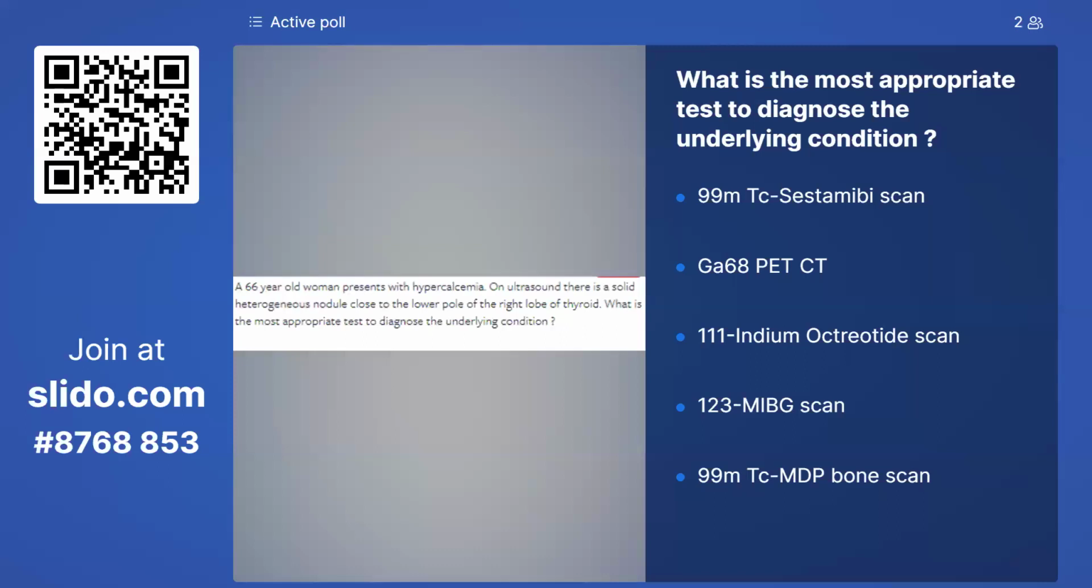That's okay. Okay, a 66-year-old woman presents with hypercalcemia. On ultrasound, there's a solid heterogeneous nodule close to the lower pole of the right lobe of the thyroid. What is the most appropriate test to diagnose?